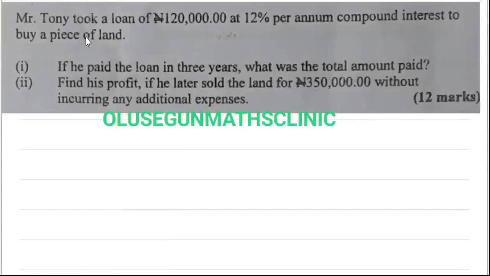It said Mr. Tony took a loan of 120,000 at 12% rate per annum compound interest to buy a piece of land. First, if he paid the loan in 3 years, what was the total amount paid? Then find his profit if he later sold the land for 350. You don't need to waste most of your time. We have to apply the compound interest formula. So total amount paid.